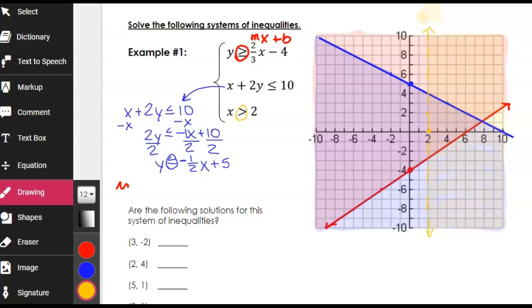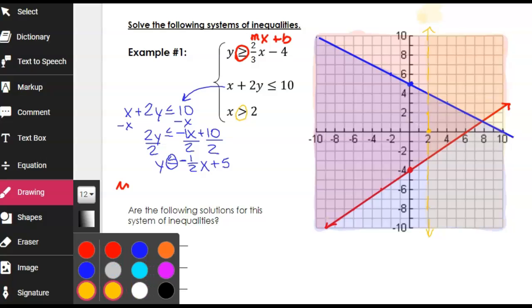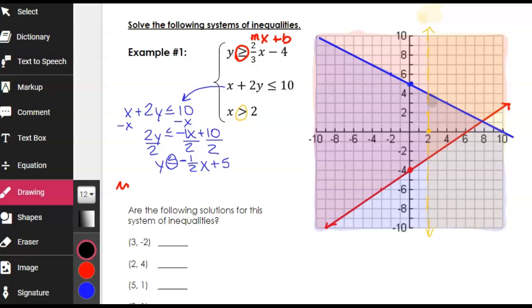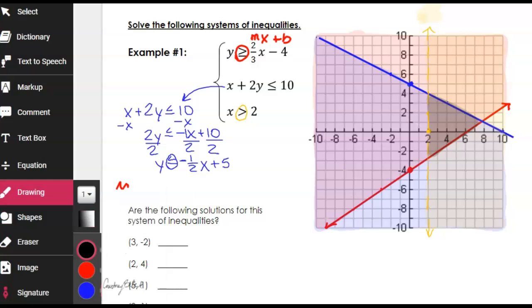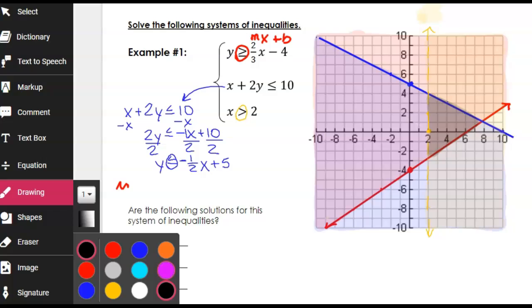So what I'm looking for is the overlapping shaded area. And the overlapping shaded area in this problem happens to be this little triangle that is right here. So this triangle in the middle, this is the overlapping shaded area that we have. And that's where all of our solutions are going to fall to this system of equations. So I'm going to go back and change my transparency, change my line, change my writing.